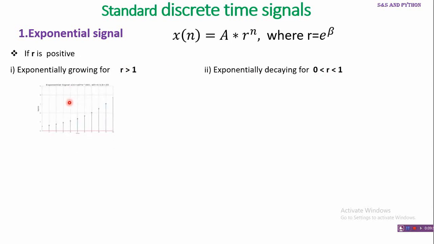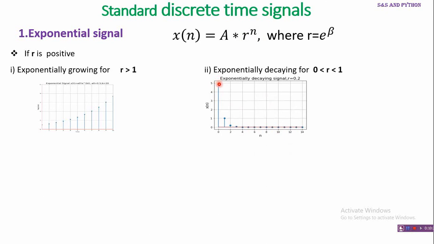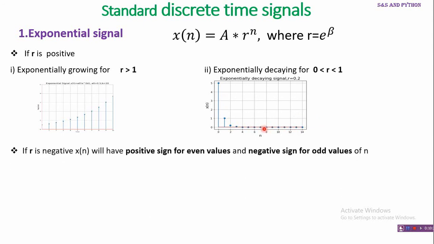So when r is greater than 1, this r to the power of n, as n increases, is an exponentially increasing discrete time signal. So this becomes an exponentially increasing standard signal. So next comes when r is a positive fraction. A positive fraction raised to the power n, where n goes on taking integer values, will have decreasing values as n increases. So this is an exponentially decaying signal. Next, when r is negative.